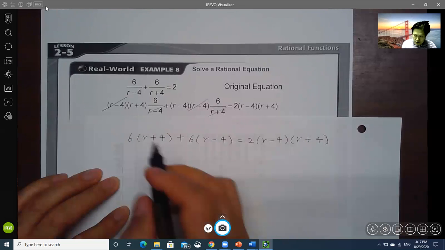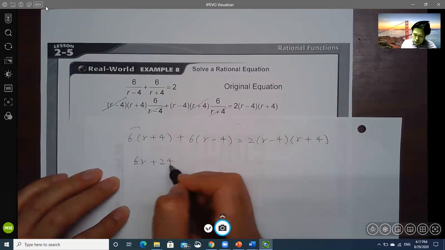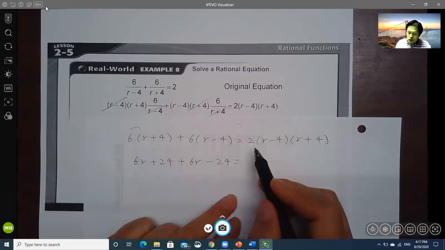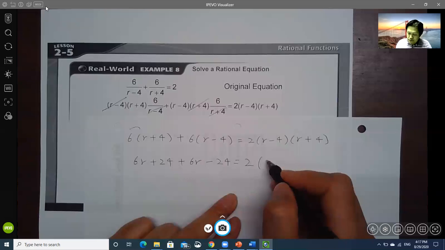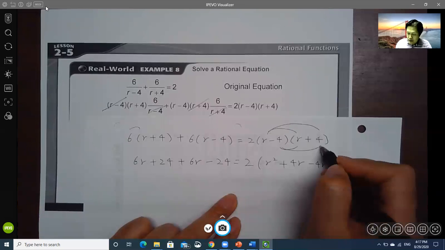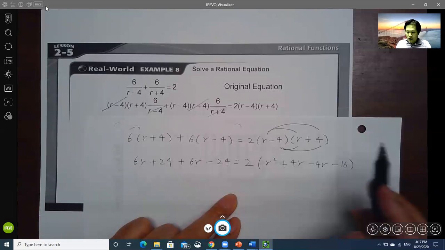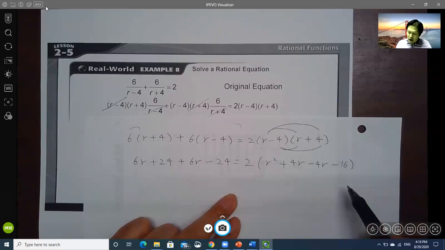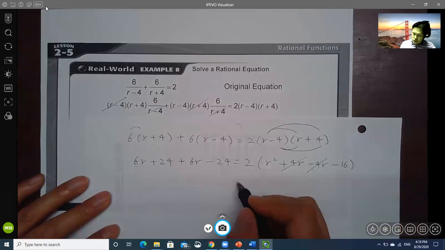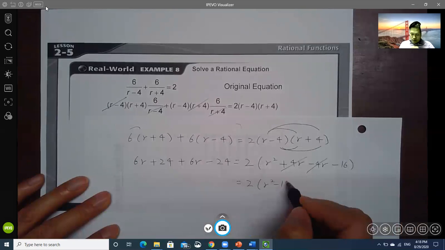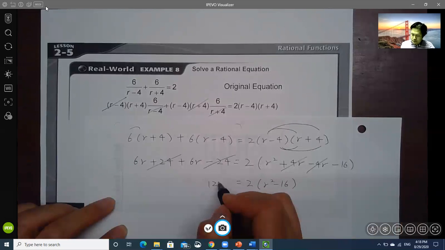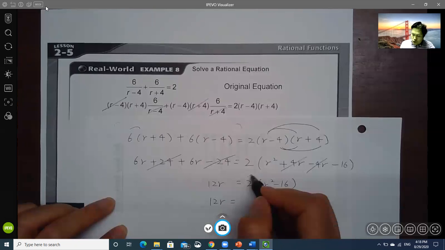Okay, distribute. 6r plus 24, distribute, 6r minus 24. Before you distribute 2, distribute this first. r squared plus 4r minus 4r minus 16. If you remember the formula, you can just do r squared minus 16. Plus 4 minus 4, they cancel out. So that's going to be 2 times what? r squared minus 16. Plus 24 minus 24 cancels out. You got 12r. 12r equal to, distribute 2, distribute 2.